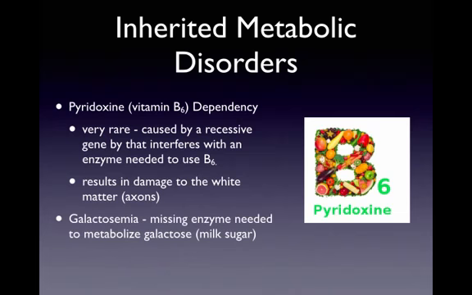Galactosemia is another inherited metabolic disorder that results in a missing enzyme needed to metabolize galactose, which is a milk sugar. And if untreated, this can also cause damage to the axons or the white matter and to the cerebellum in the brain. This is very different from lactose intolerance, however, so don't confuse the two. And lactose intolerance is just insufficient production of the enzyme that breaks down lactose. And that only results in digestive problems, not brain damage.